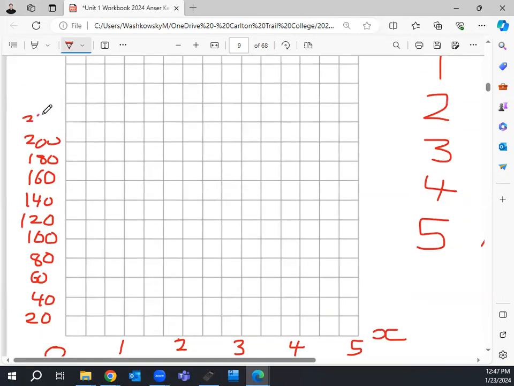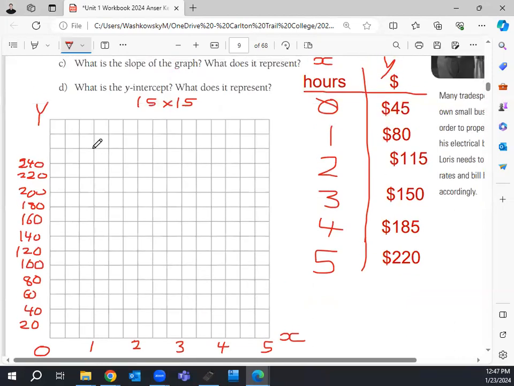Then this is 220. And sure, why not? We'll just put 240 in there as well. And also, I'm just going to label it. This is in dollars. So now I've done steps 1 through 4 from the stuff that we looked at yesterday. The only thing I have left to do is I just have to plot my points.